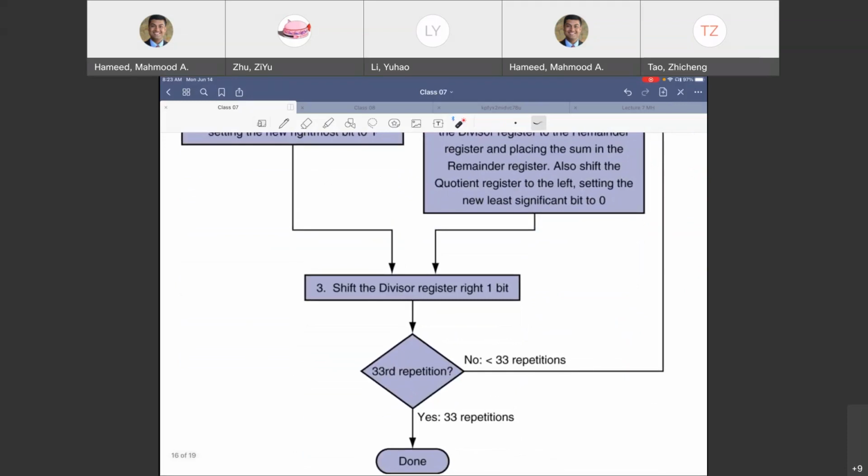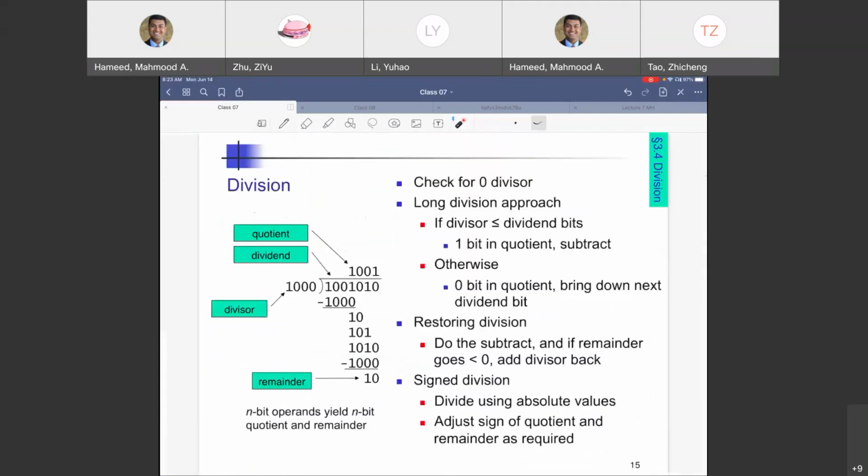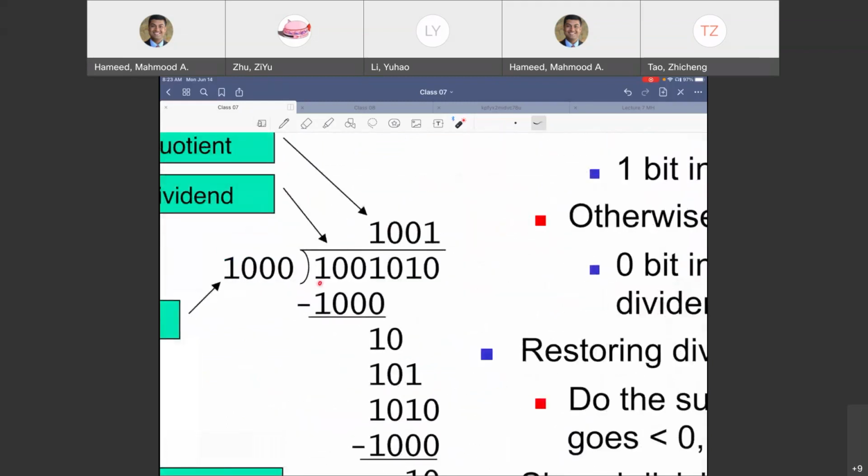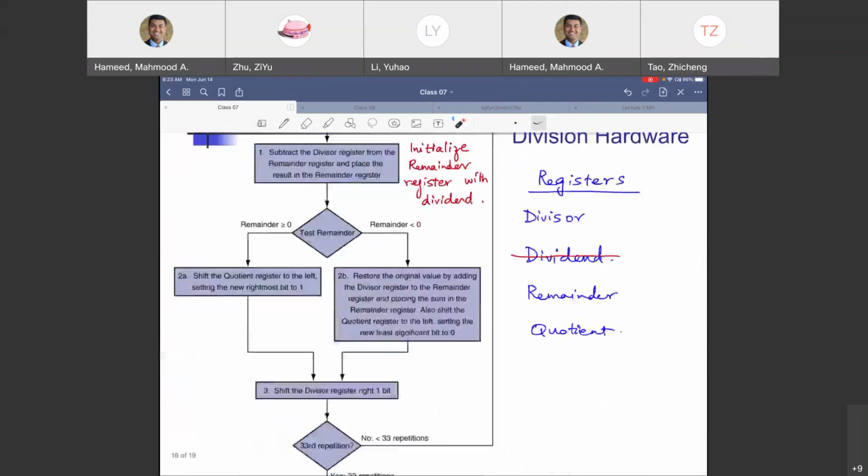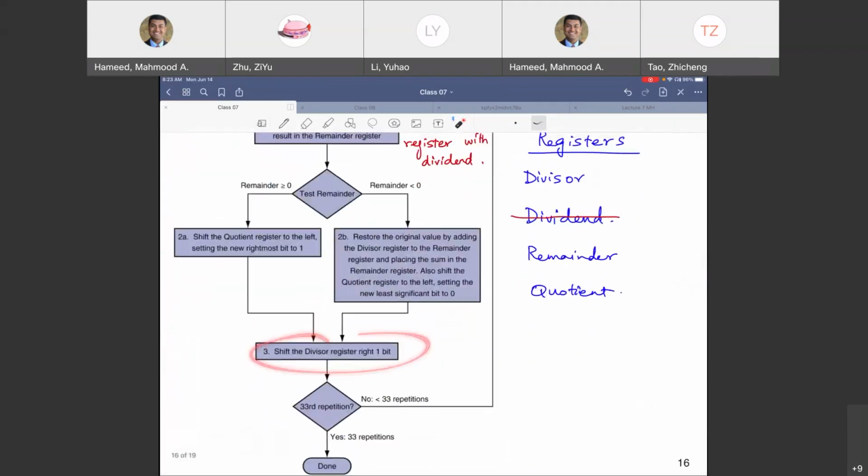Now, I need to also move the divisor register to the right by 1, to take care of this subtraction followed by this subtraction followed by this subtraction. I'm moving that as well. Right, so that is going to be taken care of at the very end. Shift divisor register right by 1. Keep doing this 33 times, and then you're done after that.